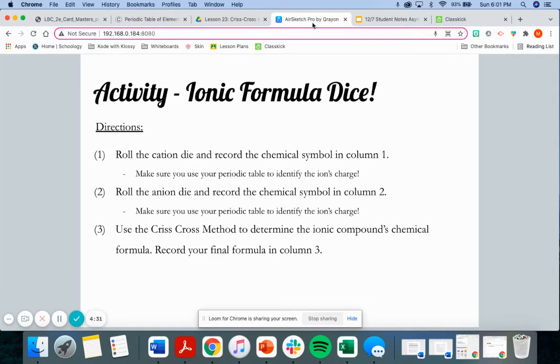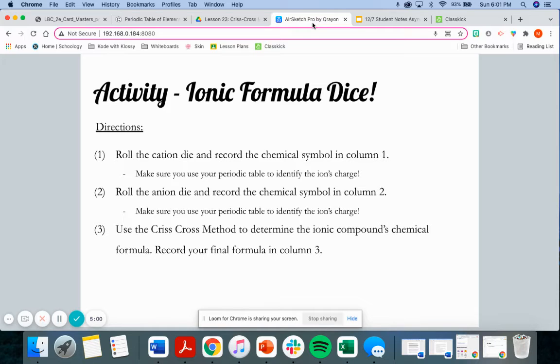We then played our activity called Ionic Formula Dice. So each lab station was given a set of dice. One of the dice had cations all over the 6 faces, and one of the dice had anions on every face. And students would roll the combination of dice and get a random cation and a random anion, and then have to use the crisscross method to predict the chemical formula that would form an ionic compound between them.